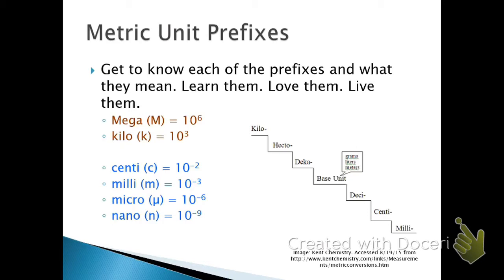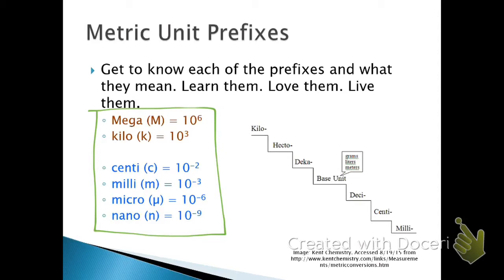So I won't spend too long on it, but here are the prefixes that you need to know. Mega is times 10 to the 6, kilo is times 10 to the 3rd, centi is times 10 to the negative 2, milli times 10 to the negative 3, micro times 10 to the negative 6, and nano times 10 to the negative 9. There is a lot more than that, but that's what you're going to need to know from my class, at least.